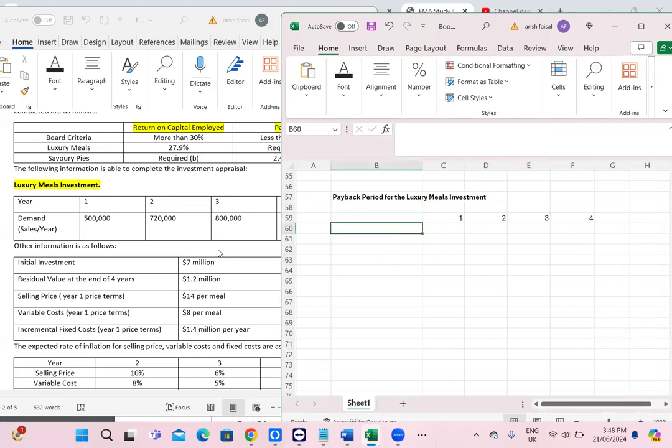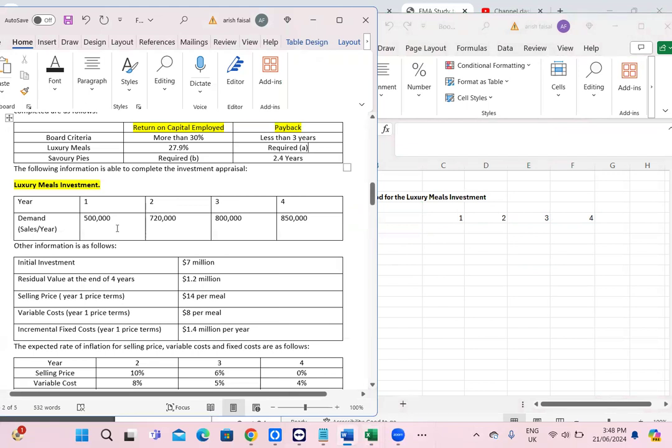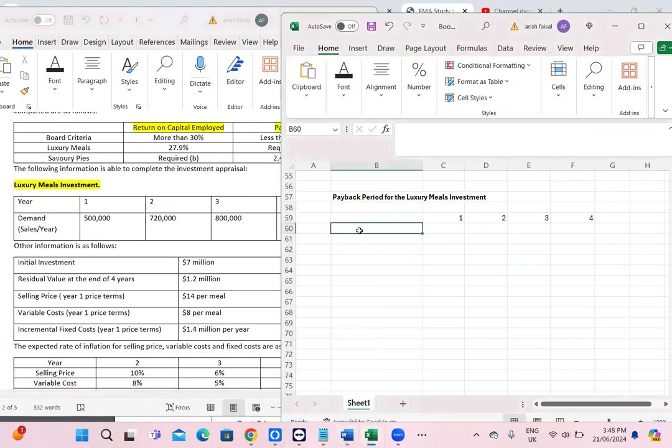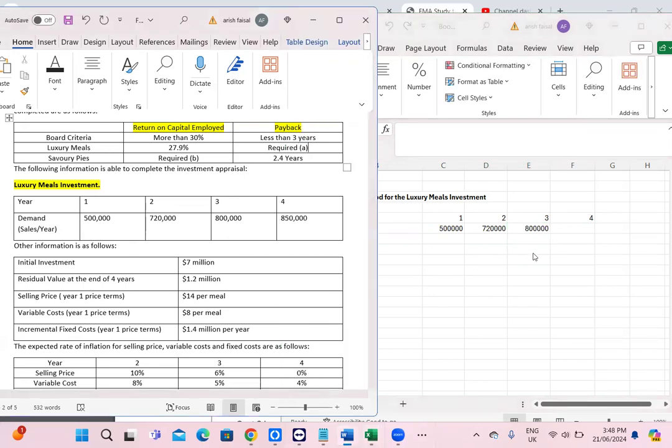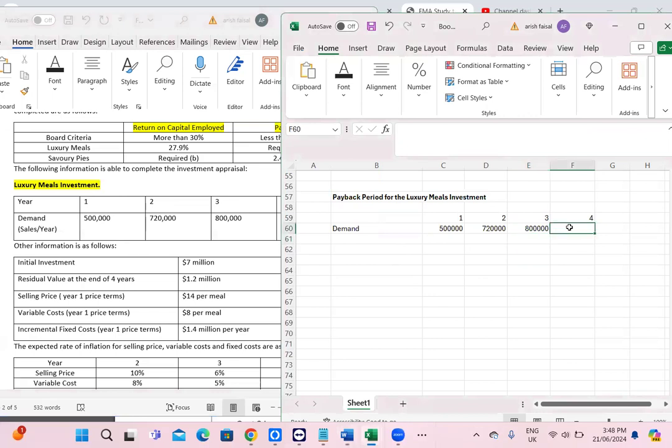Now you can see the demand they have already provided: 500, 720, 800, and 850 thousand meals per year. So I will simply write down the demand over here, which is 500,000, 720,000, 800,000, and for the fourth year it's 850,000. Okay, so that's the demand.